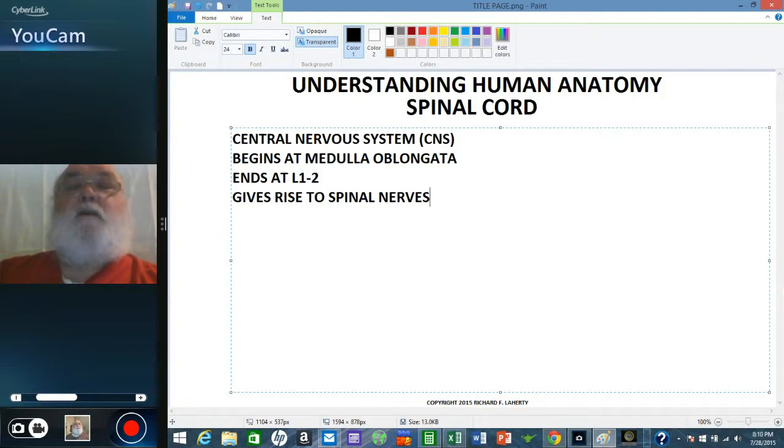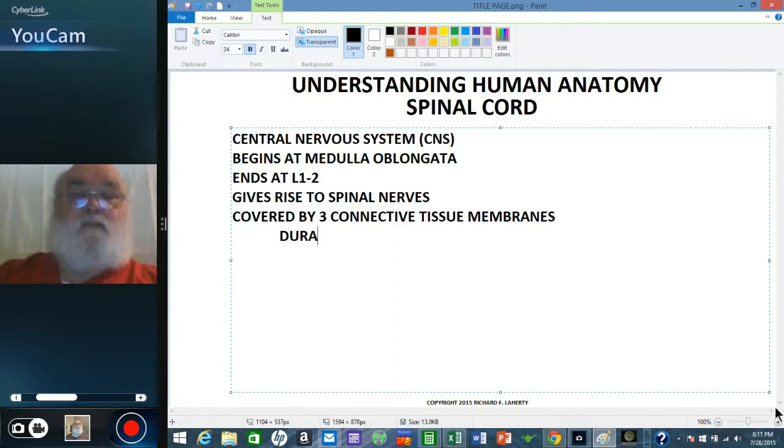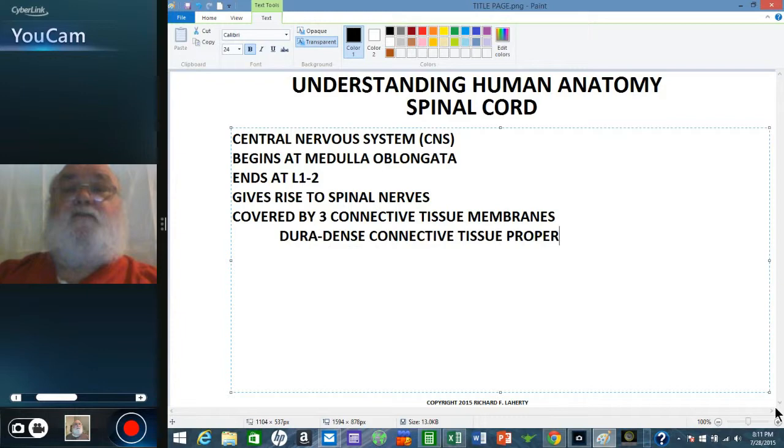The spinal cord is covered, as the entire CNS is covered, by 3 connective tissue membranes. The dura is a membrane that is made up of dense connective tissue proper, and it forms the outermost covering of the central nervous system.